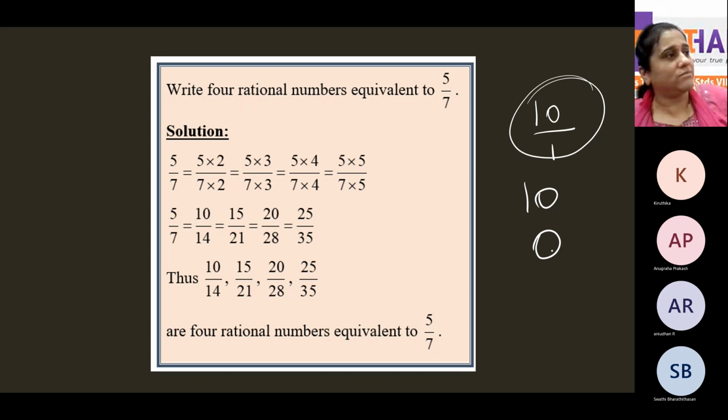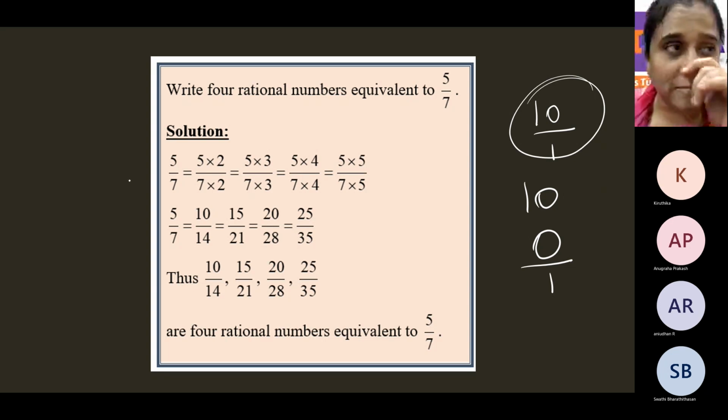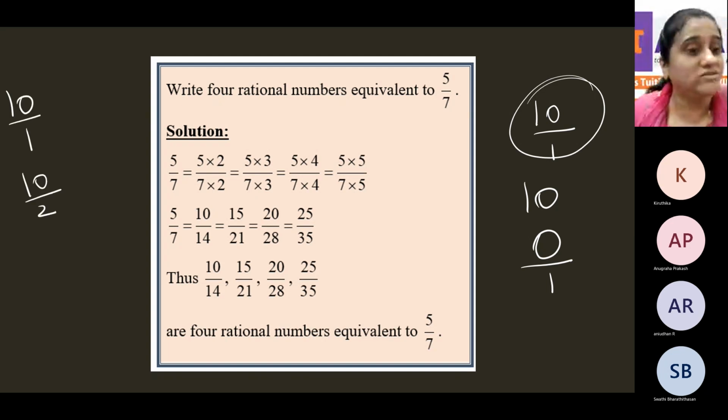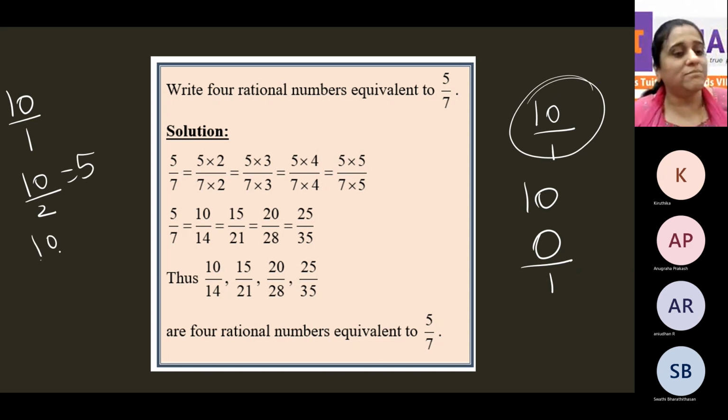0 is a rational number because 0 can be written as 0 by 1. 0 is the only number which can be written with any denominator. Now see, if you take 10, you can write 10 as 10 by 1, but you cannot write 10 as 10 by 2 because 10 by 2 is a different number, 5. You cannot write 10 as 10 by 5. 10 by 5 is a different number, 2.